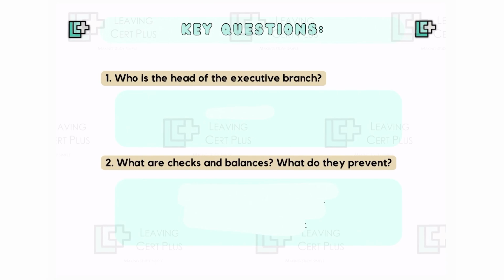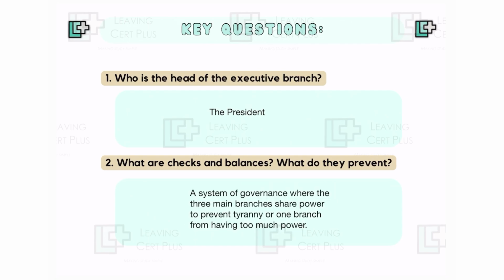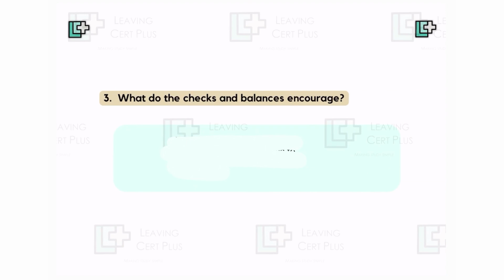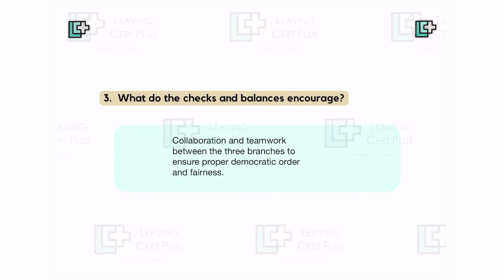So, three very quick key questions. Pause the video here, see if you can get them right. Right, who is head of the executive branch? It is, of course, the President of the United States. Secondly, what are checks and balances? What do they prevent? They are a system of governance where the three main branches share power to prevent tyranny or one branch from having too much power. And finally, what do checks and balances encourage? Well, they encourage collaboration and teamwork between the three branches to ensure proper democratic order and fairness.